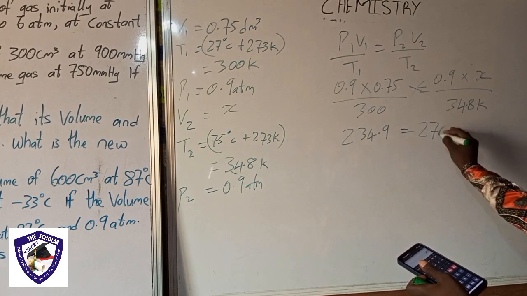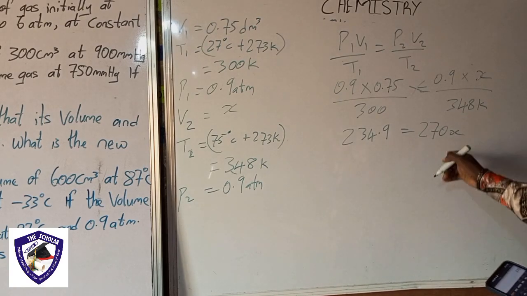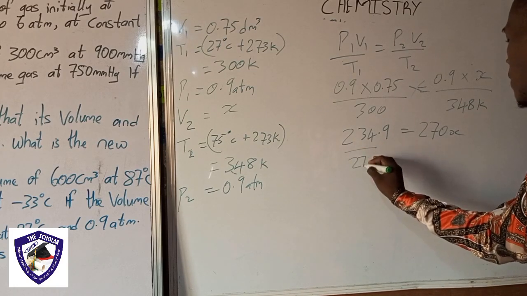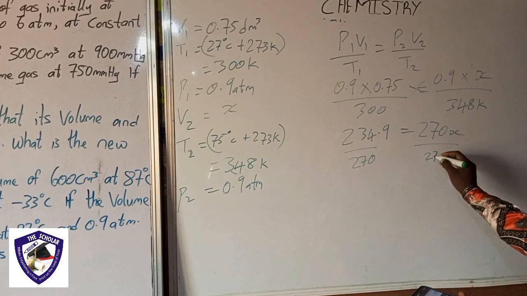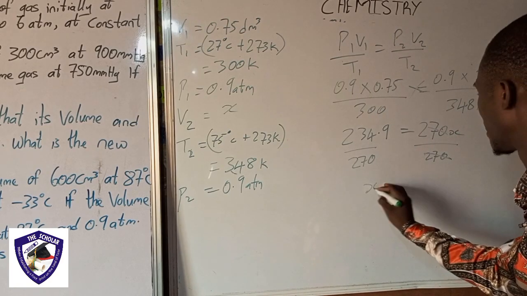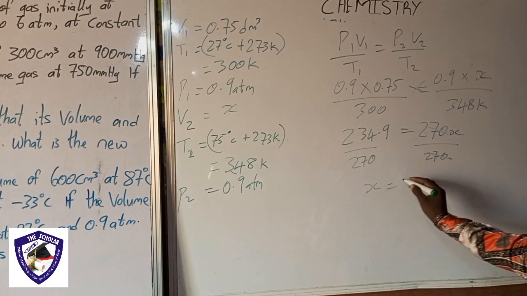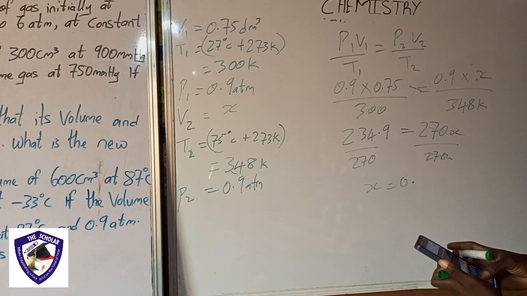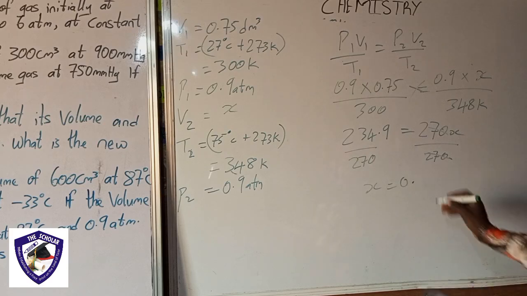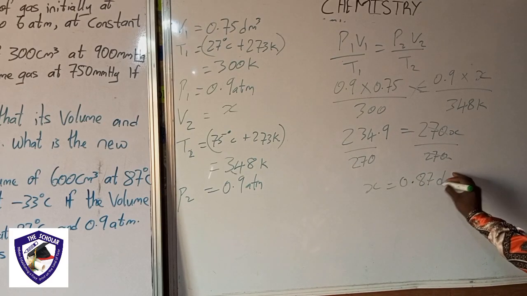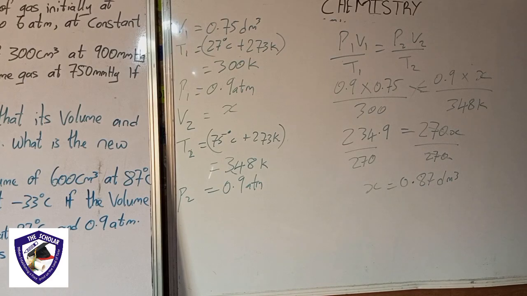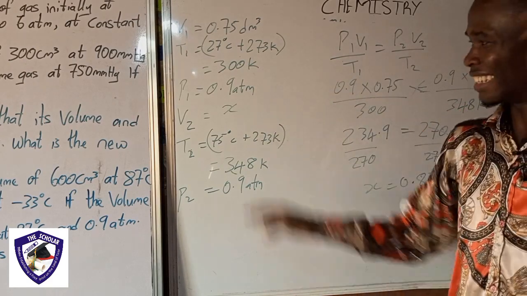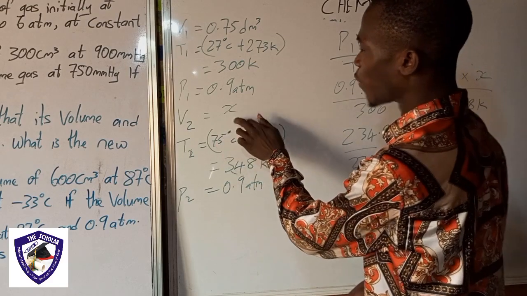270, that's 270x. Now we divide both sides by what? By the coefficient of x, which is 270. So we have 270. Our x is equal to 234.9 divided by 270, 0.87 dm cube.